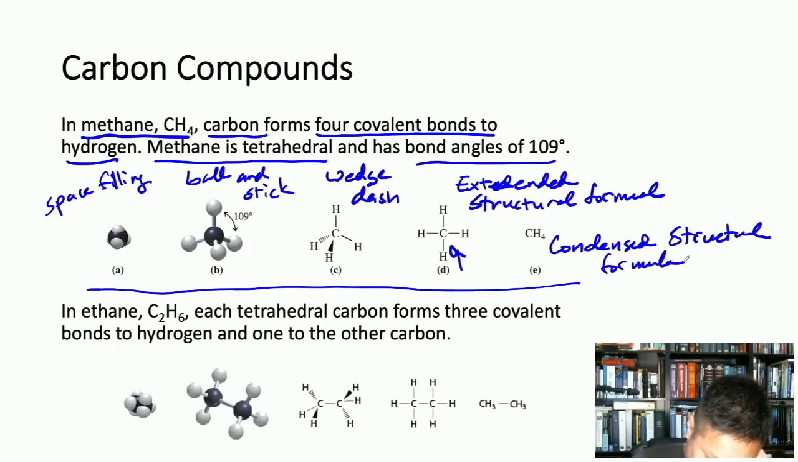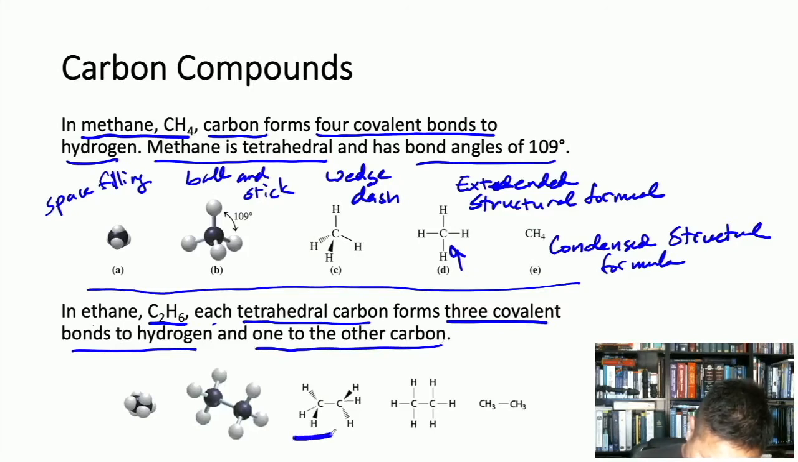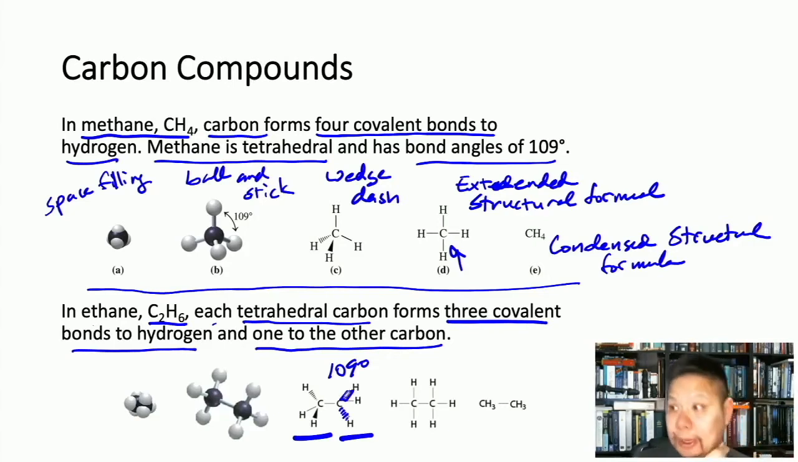So now let's take a look at ethane, which has 2 carbons in it and 6 hydrogens. Each of those carbons are tetrahedral, and they form 3 covalent bonds to the hydrogen and 1 covalent bond to the other carbon, right? And you can see that represented very well here with the wedge and dash model, how this is 109 degrees as well, tetrahedral. And if you don't remember, whenever the wedge is dashed, like that one, it means it's going back into the wall or the board. And when it's solid, like this one, it's coming out of the board towards you, right?